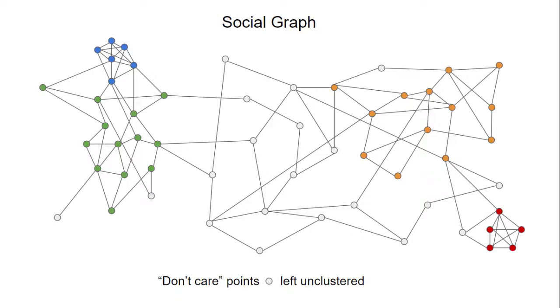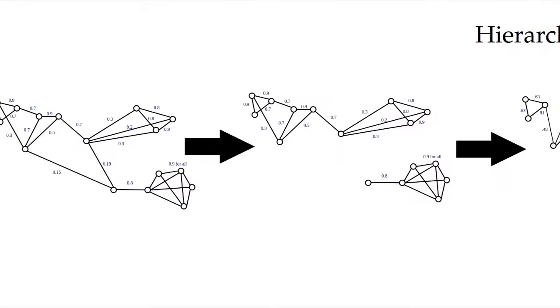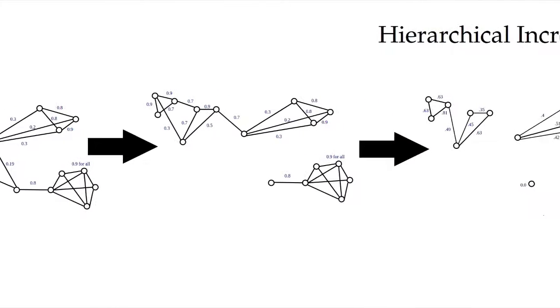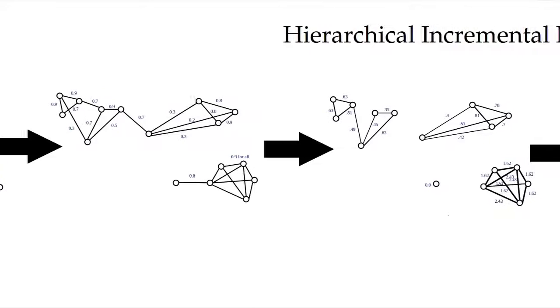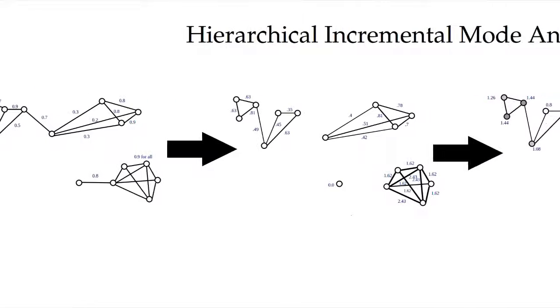We look at several relevant datasets with these characteristics. For example, social graphs. HiMag works by varying a similarity threshold while using flow as a notion of density to eliminate non-dense nodes and cluster the remaining ones.